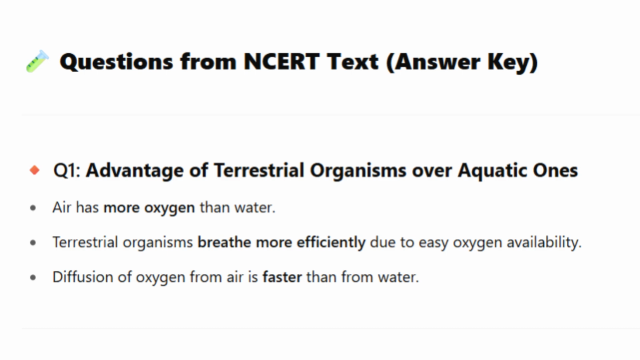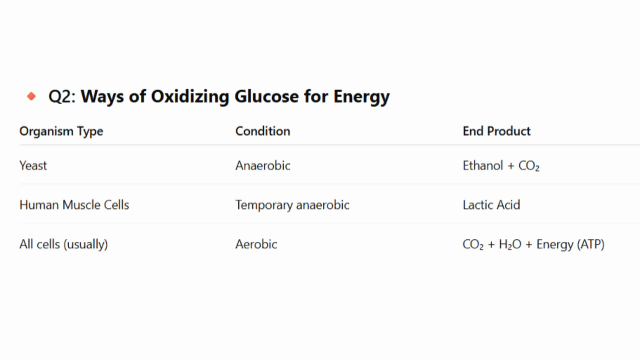Questions from the NCERT text, answer key. Q1. Advantage of terrestrial organisms over aquatic ones. Air has more oxygen than water. Terrestrial organisms breathe more efficiently due to easy oxygen availability. Diffusion of oxygen from air is faster than from water.